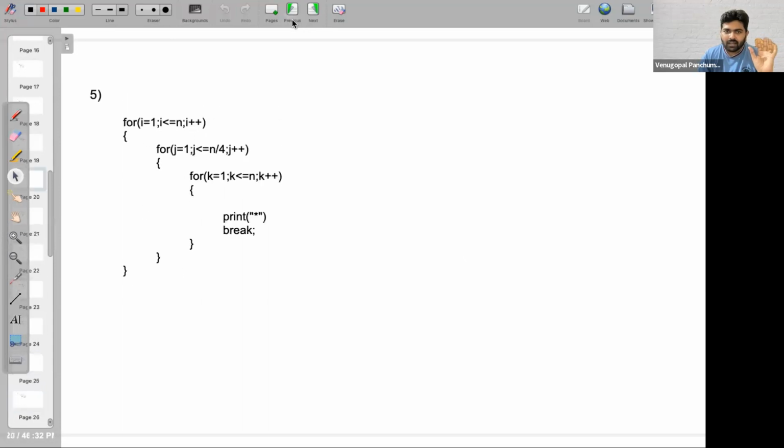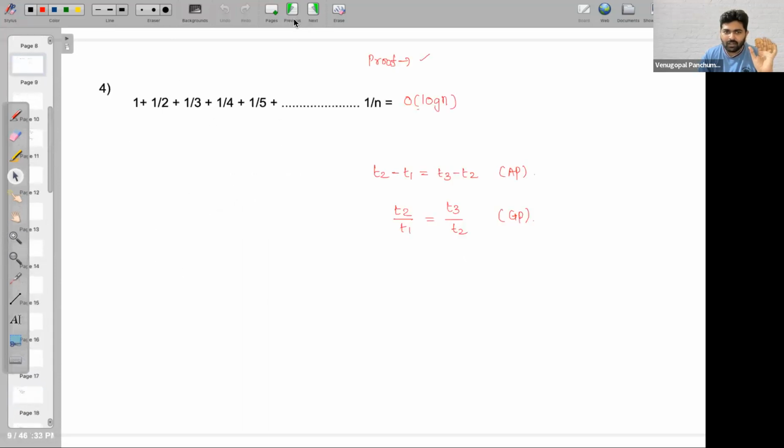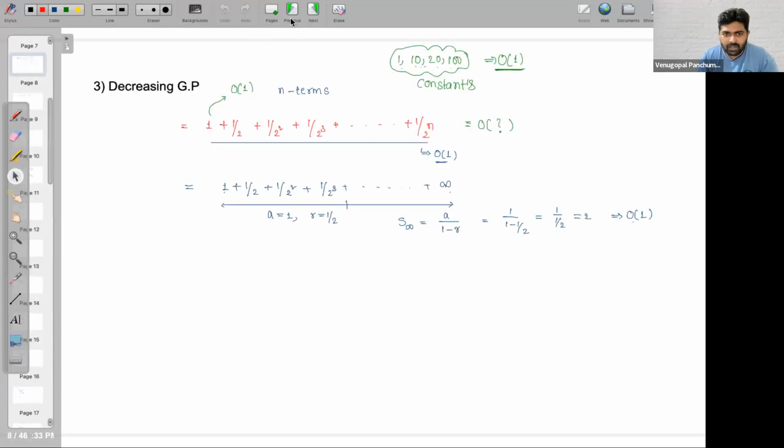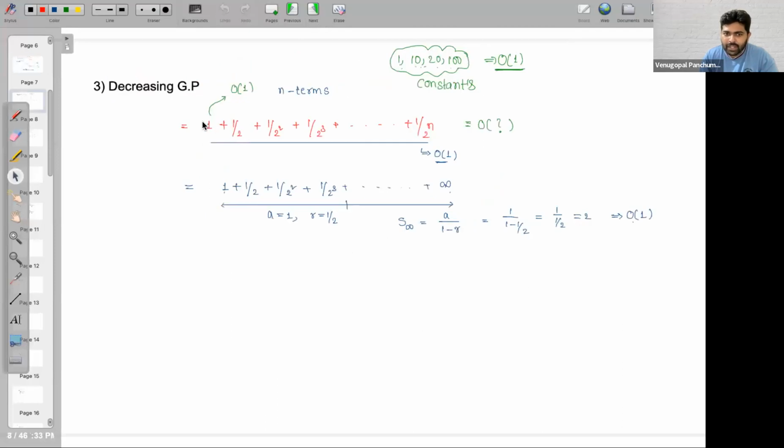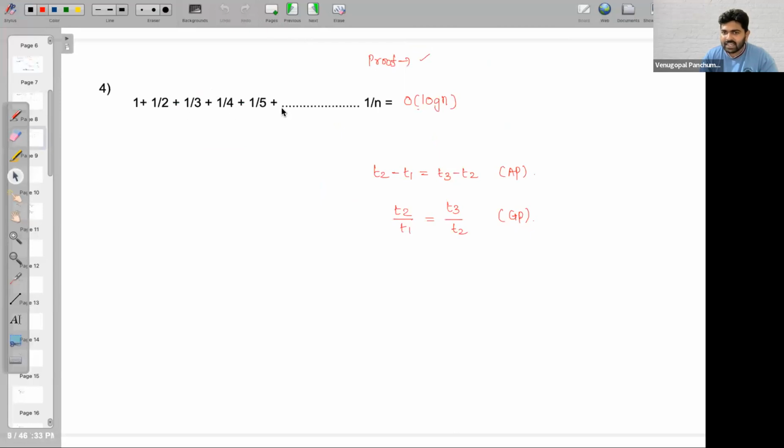Right, now we'll go back. So what we have seen so far: the first point is that n to the power of a small number is much smaller than n to the power of log n. Second point, if it is an increasing GP, take the last term and put it inside the big O. If it is a decreasing GP, you take the first term and put it inside that big O. Then, if the series is like this, its value is order of log n. So these 4 points you just remember.